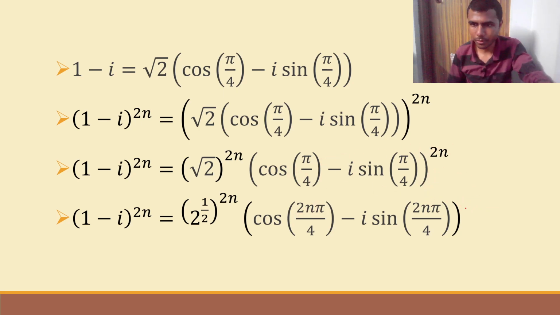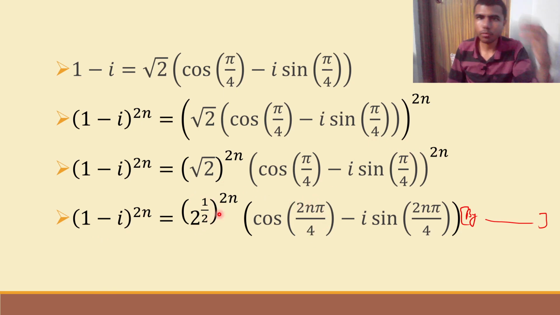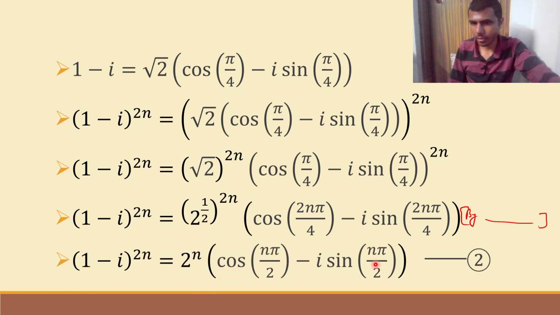By de Moivre's theorem, you guys can just mention here, like by de Moivre's theorem, you guys can write. Okay, now because the power has come inside the angle. Now this I already explained, 2 power 1 by 2 whole power 2n is 2 power n, cos n pi by 2 minus i sin n pi by 2. May take it as equation 2.